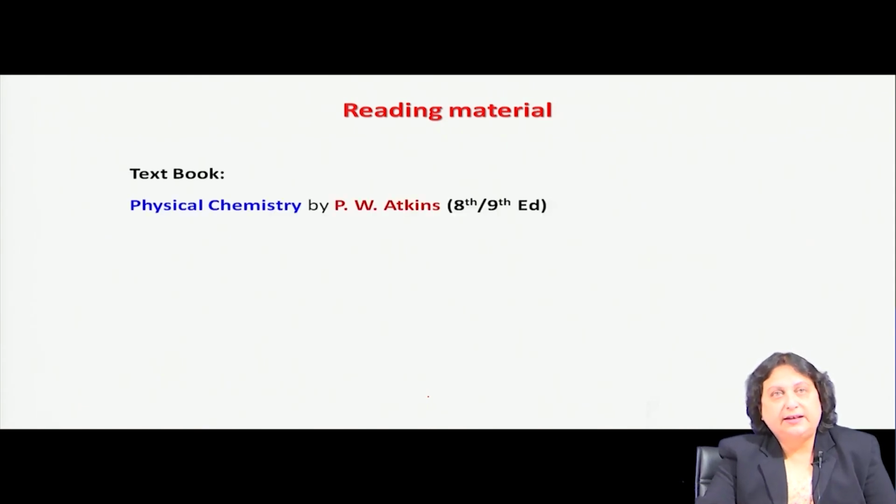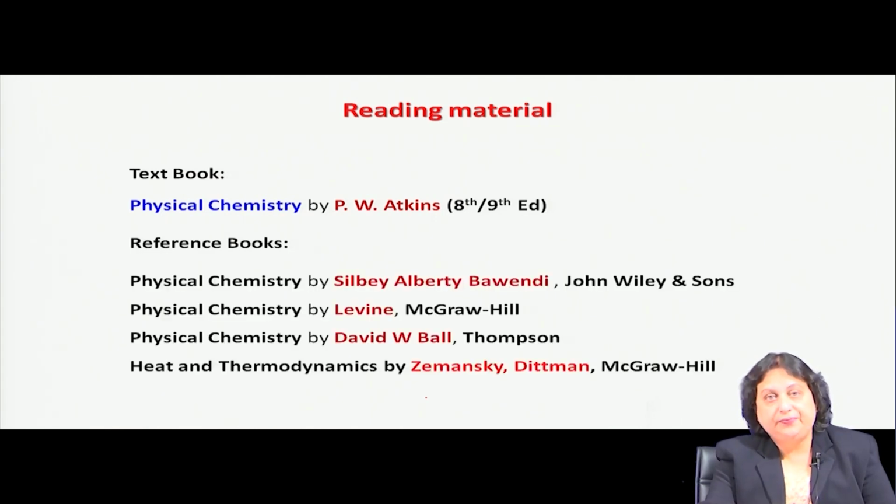Let us next look at what I am going to suggest as a primary reading material. I am going to suggest the textbook of Physical Chemistry by P. W. Atkins. There are several editions available. I have written down 8th or 9th edition. You can use the latest editions as well. And there are several reference books which are excellent undergraduate texts, and you can also supplement your reading material with these. And these are the 4 titles that I have highlighted here.